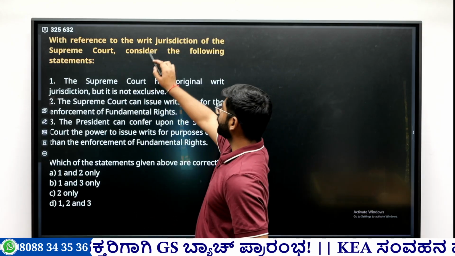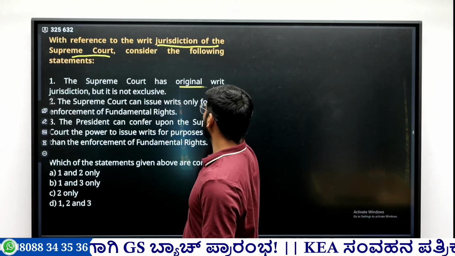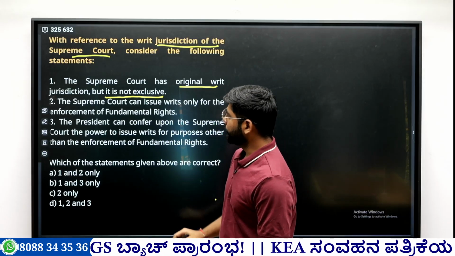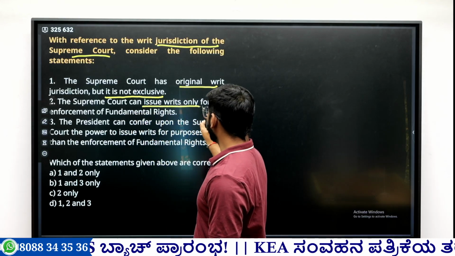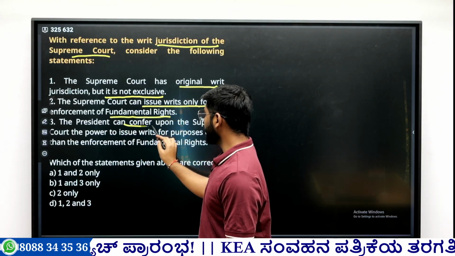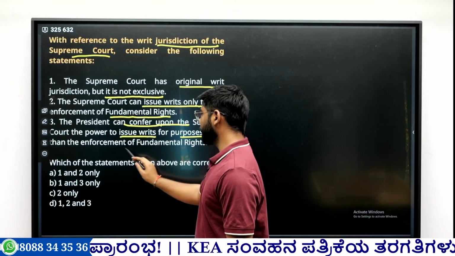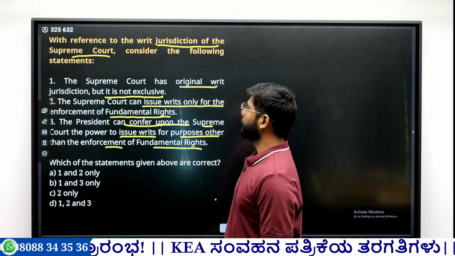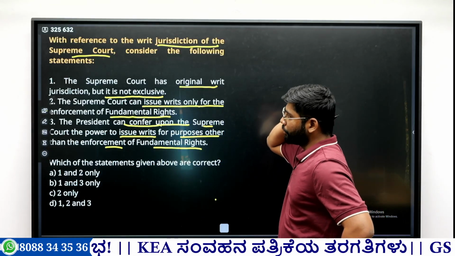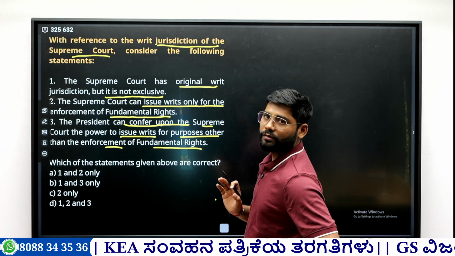Okay, next is the writ jurisdiction of the Supreme Court. First, the Supreme Court has original writ jurisdiction but not exclusive. Then, the Supreme Court can issue writs only for the enforcement of fundamental rights. Then, the President can confer upon the Supreme Court the power to issue writs for purposes other than the enforcement of fundamental rights. All three questions we have discussed as a side note. So the first statement is correct: the Supreme Court has original writ jurisdiction but it is not exclusive.